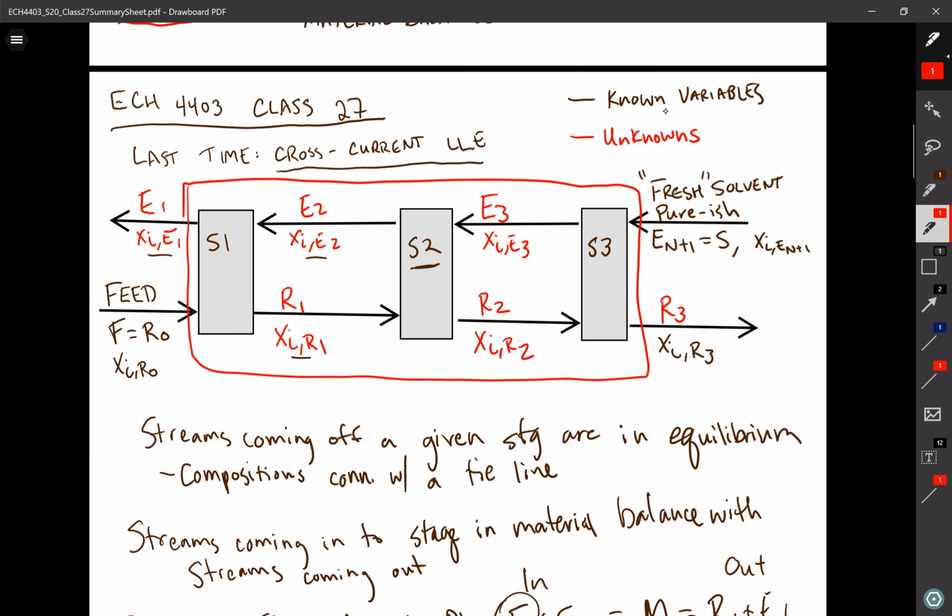And this allows me to do a material balance on the feed, the incoming solvent, and the outgoing raffinate and extract streams. So by doing that, I can start solving for things, and then that'll help me clear up what some degrees of freedom are. That's the end of this video.